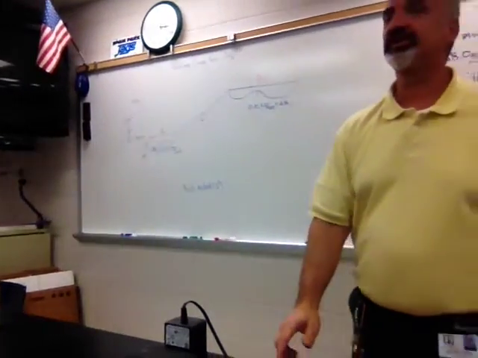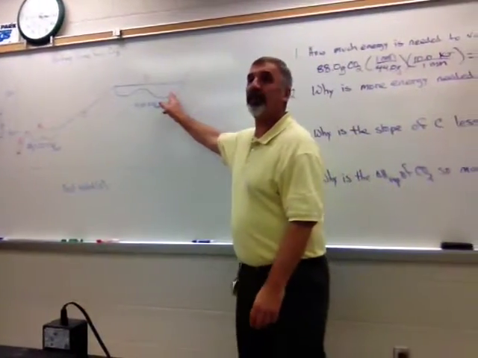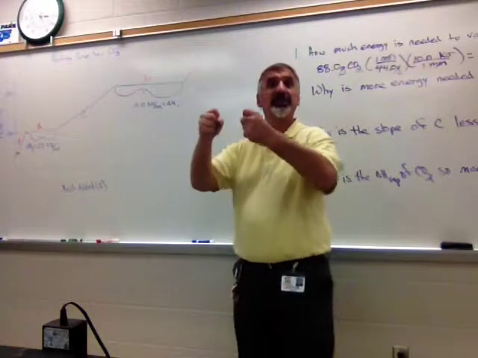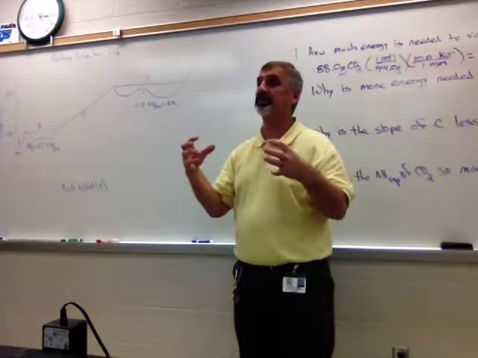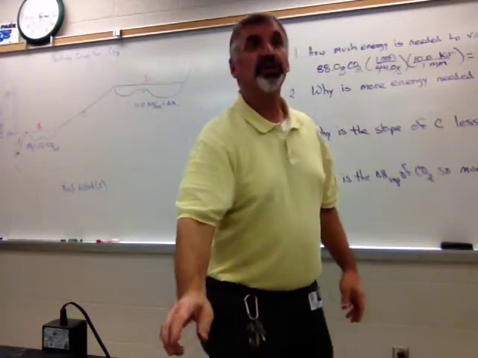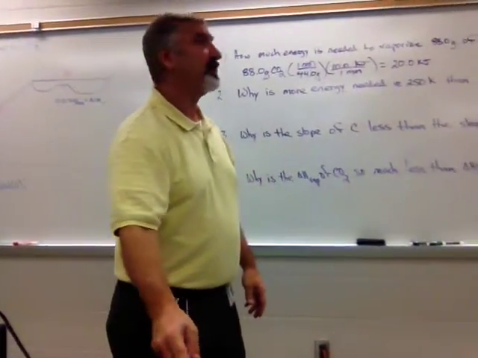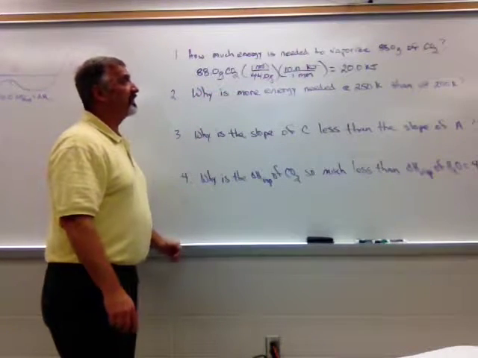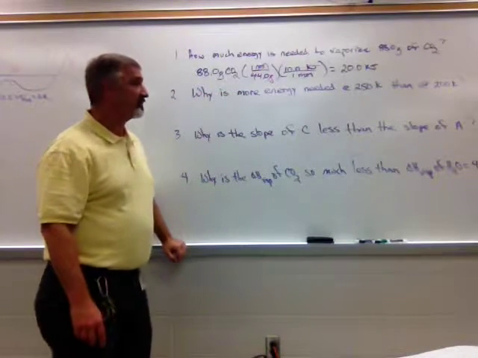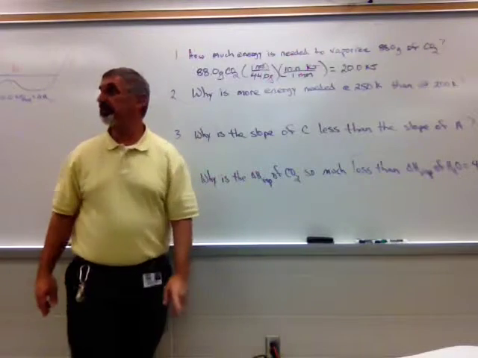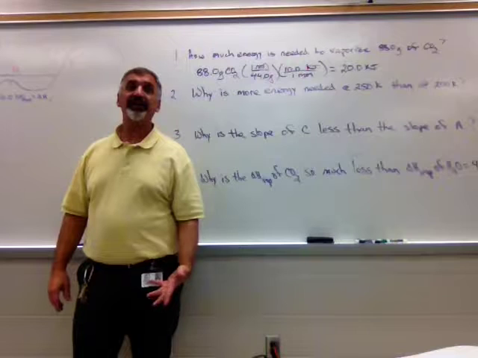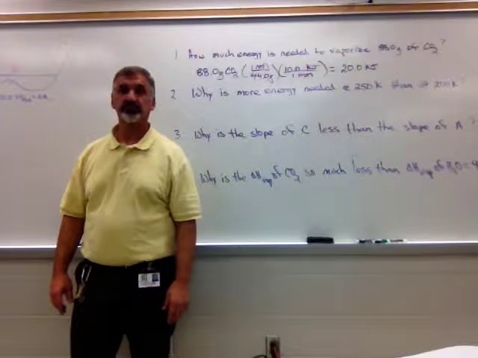And so as a result, it takes a whole lot more energy to vaporize something than it does to melt it, because you have to completely break the bonds apart from one another. So it is always going to be a higher heat of vaporization than the heat of fusion. Now, what about the slope? Why is the slope of C flatter than the slope of A?